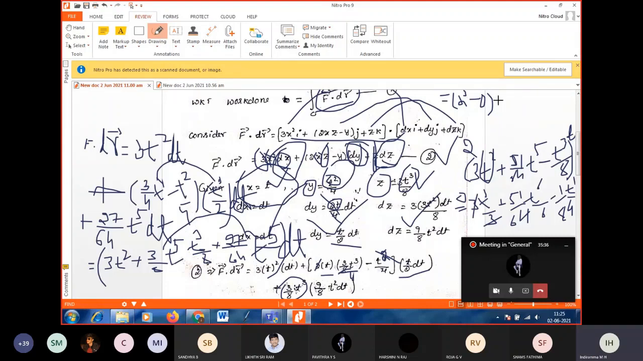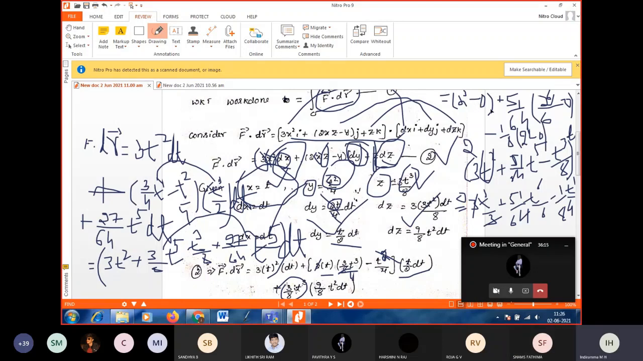Plus 51 by 64 into the upper limit. What is the upper limit? 2. 2 power 6 divided by 6, 2 power 6 by 6 minus 0. The lower limit is 0. Okay, next come to the last term. Minus 1 by 8 into 2 power 4 minus 0. Correct? Is it right?